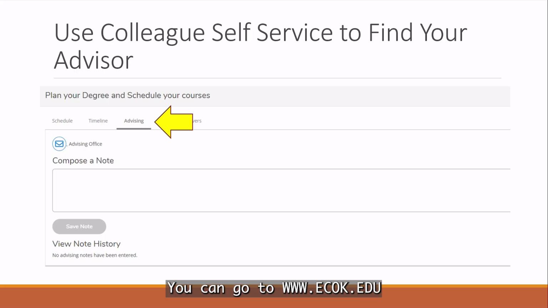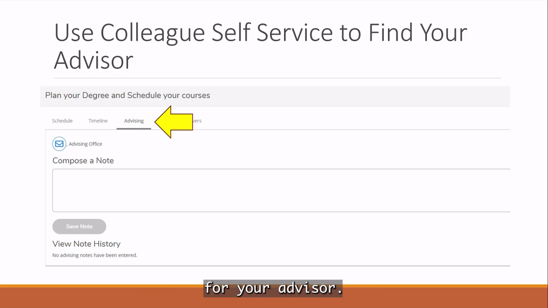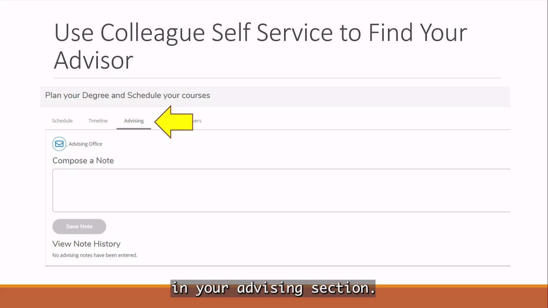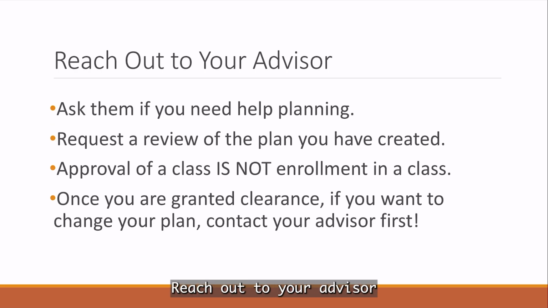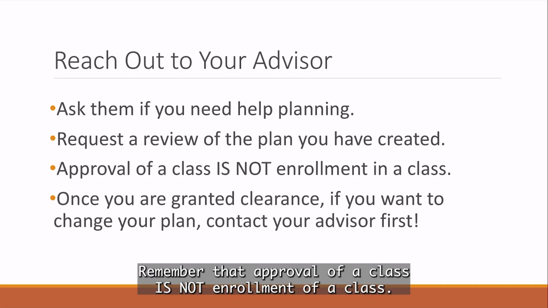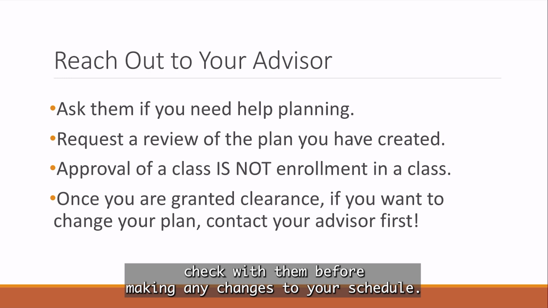You can go to ecok.edu, click on the directory link at the top of the page, and find the contact information for your advisor. You can also click the Request Review button in your advising section. Reach out to your advisor if you need help planning or you want them to review your plan. Remember that approval of a class is not enrollment of a class. Once you are granted clearance by your advisor, check with them before making any changes to your schedule.